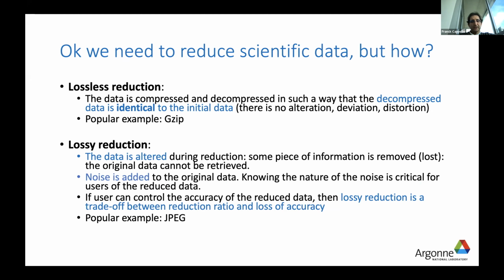And when we do lossy data reduction, as you may imagine, we alter the data. The information has changed a little bit, noise is added. And so there is this notion of a trade-off between the level of reduction that you can reach with lossy reduction, and the level of error that you have introduced in your data set. This trade-off is very important to look at and to estimate, and this will be, I would say, the core of the discussion for today's presentation.